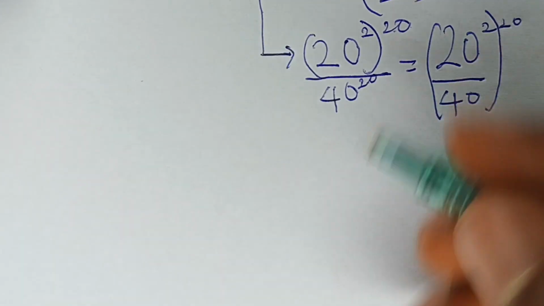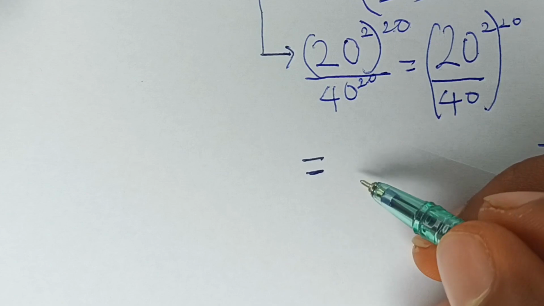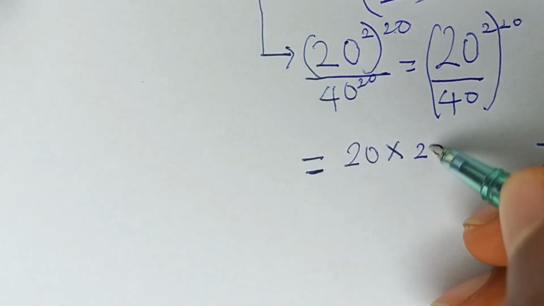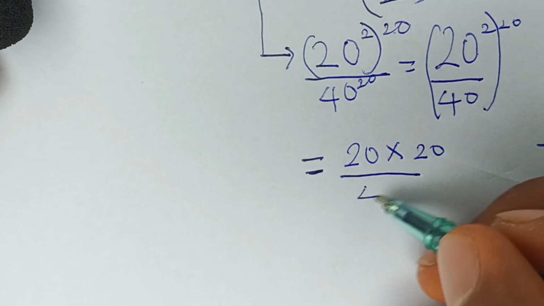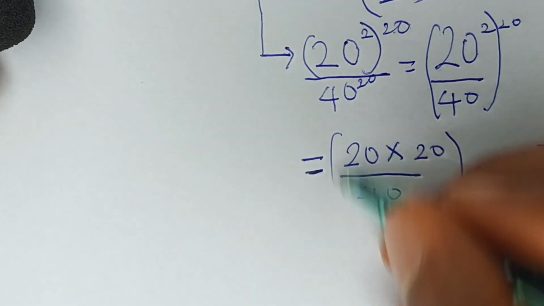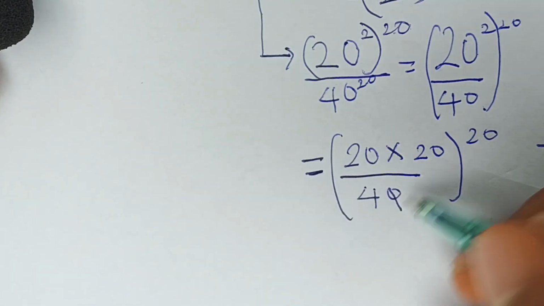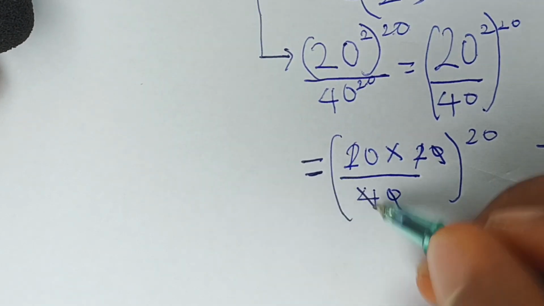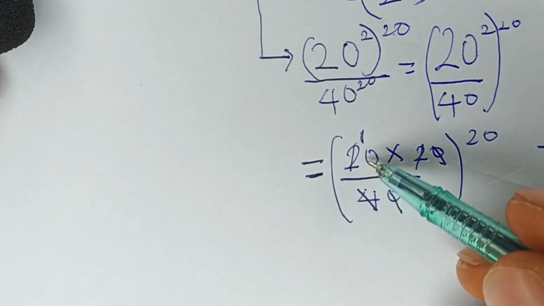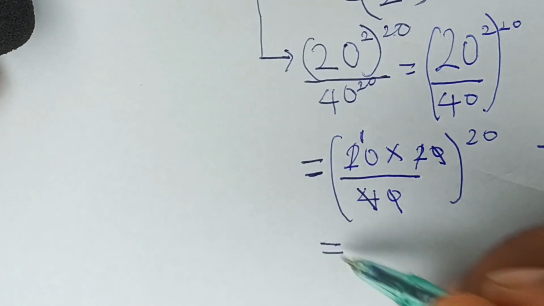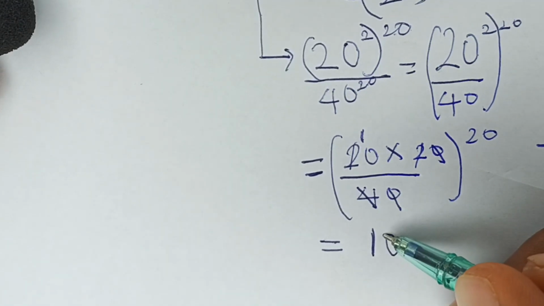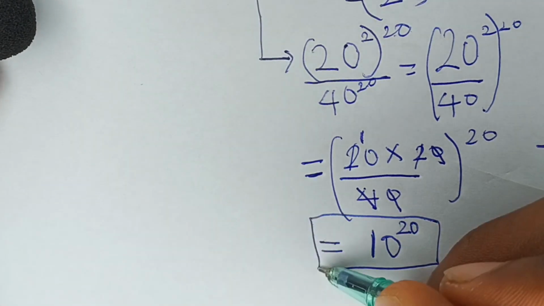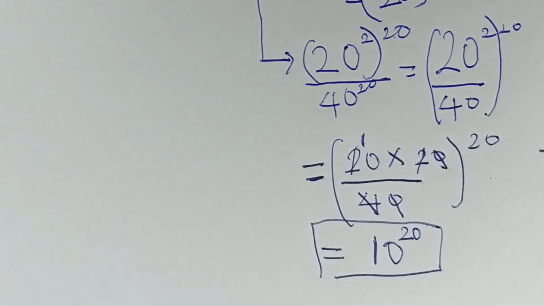Okay, now this becomes equal to, so 20 raised to the power 2 is 20 times 20, all over 40, all raised to the power 20. 0 cancels 0, 2 times 2 is 4, they cancel 4. What's remaining here is 1, which is 10. Alright, so we have this to be equal to 10 raised to the power of 20. So this becomes your final answer to this given question.